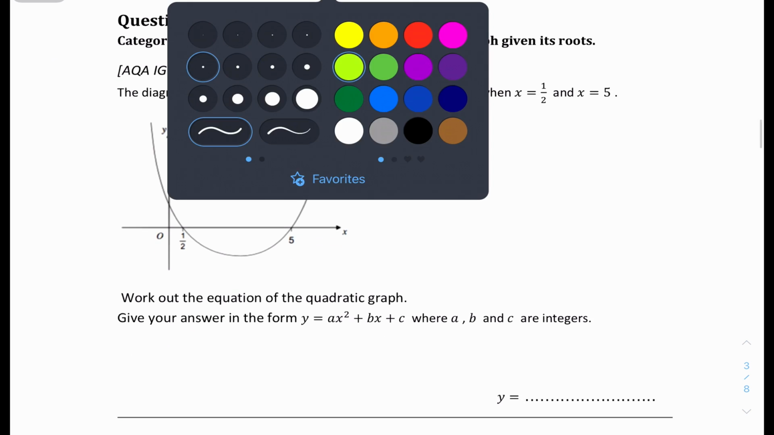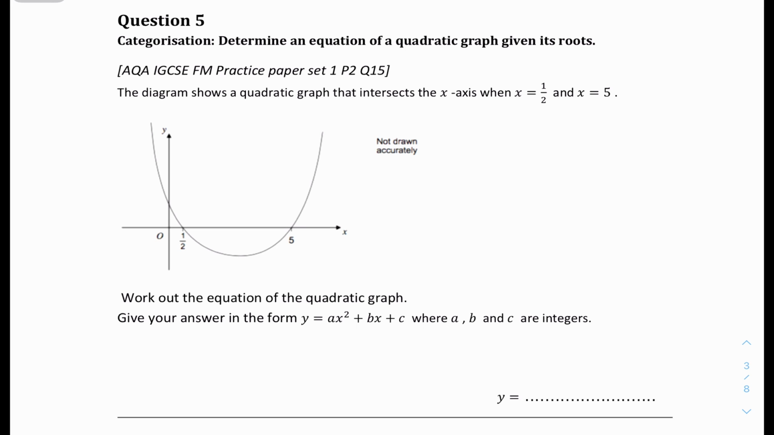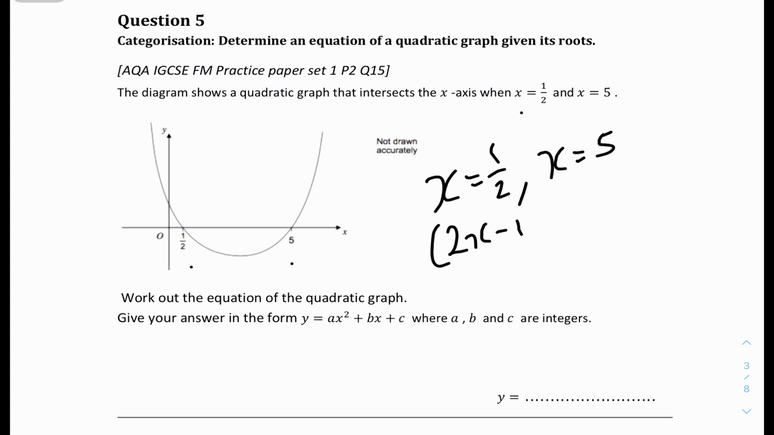Then we have question 5. We have this graph right here, and it intersects the axis at x equals 1/2 and x equals 5. Write down the equation of the quadratic graph. So we have to basically reverse engineer the two roots. So we know that x equals 1/2 and x equals 5. So if you reverse engineer it, it could be 2x minus 1 and x minus 5 equals 0. Because if you equate them to 0, it'll be 2x minus 1 equals 0 and x minus 5 equals 0. And it'll be x equals 5 and x equals 1/2, which is what we have.